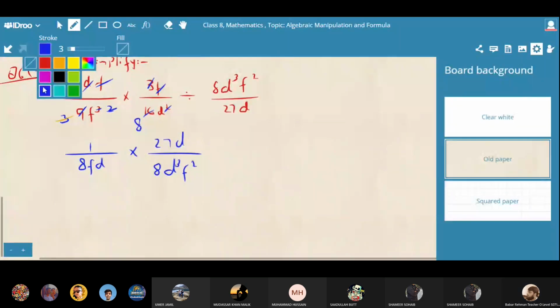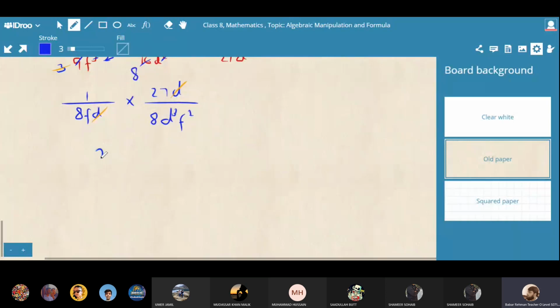Okay, student. Now, what can we cancel now? Simplify. Can anybody tell me, please? D and D cancel. What is left in the numerator? Anything else can be cancelled or not? Students, I want your contribution. Without your contribution, I will not go ahead. Sir, the numerator will become 27.